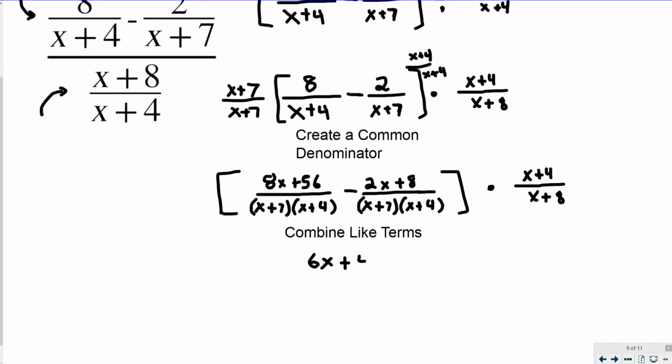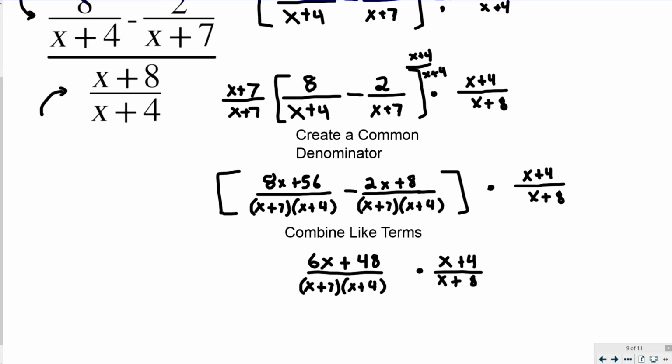No, it is 48, excuse me, positive 48. So we get 6x plus 48. And then on the bottom, we have x plus 7 times x plus 4 still. I'm going to see if I can grab it. Nice. Because I am a little bit lazy. Okay, so this represents the entire bracket combined times x plus 4 over x plus 8.